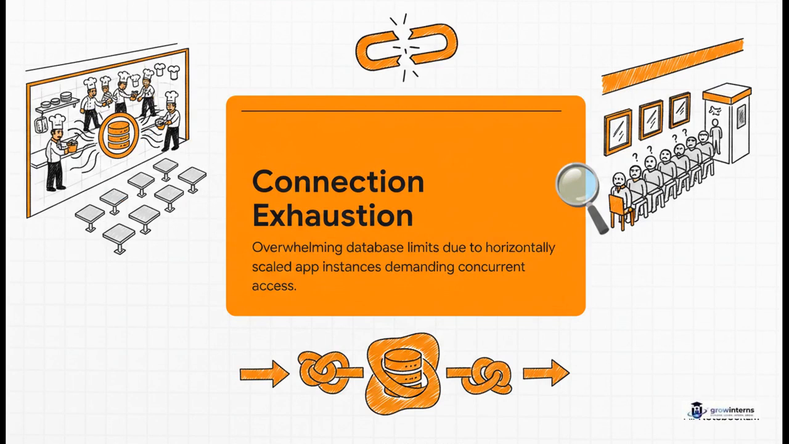I want you to think of your database like a super busy restaurant, okay? And your connections, those are the tables. If every single new Express app instance demands its own permanent table just in case a customer might show up, well, you're going to run out of tables almost instantly. The entire restaurant just grinds to a halt.